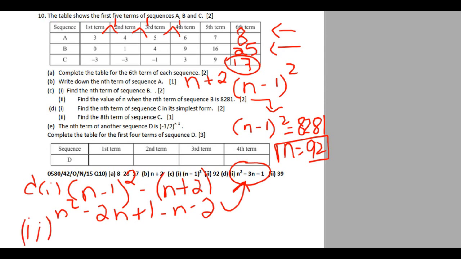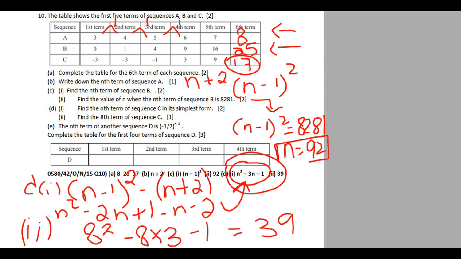D2, find the 8th term of the sequence. So in this formula, substitute 8 instead of n. 8 square minus 3 times 8 minus 1, which will give you 39.